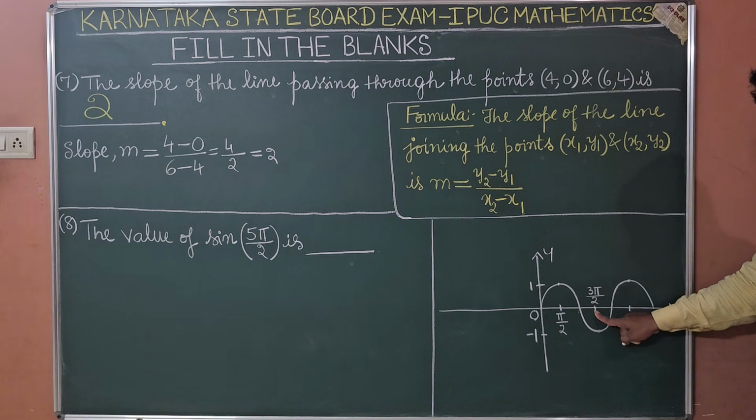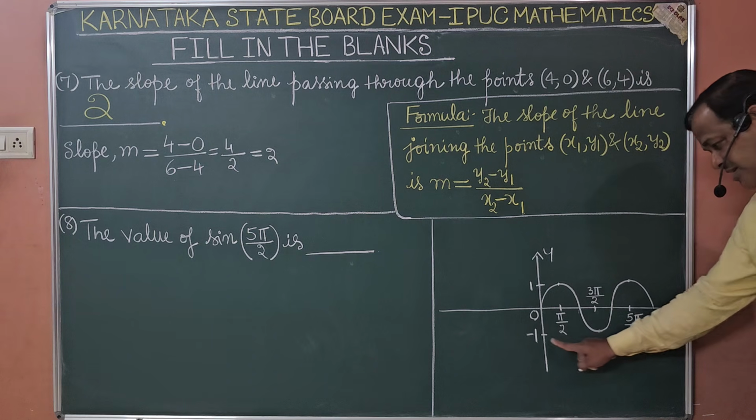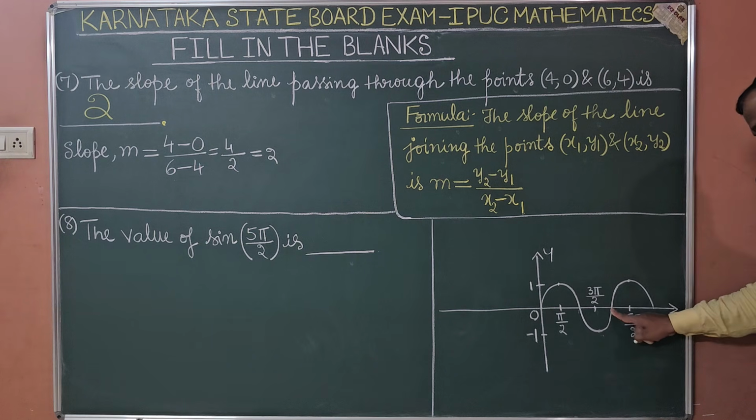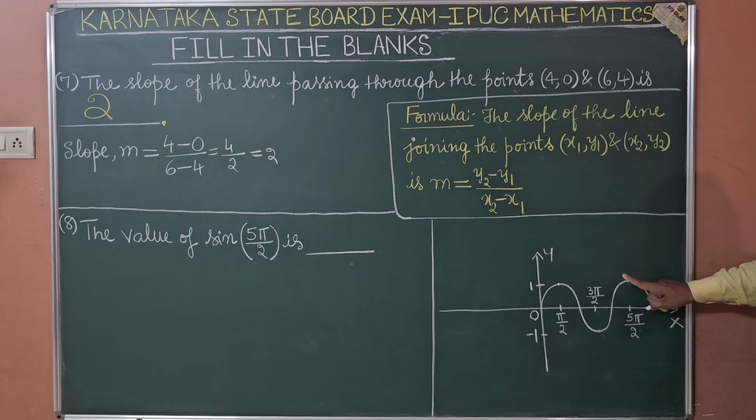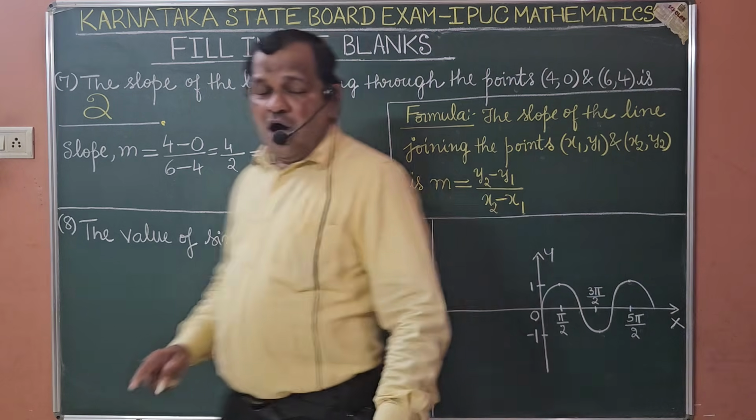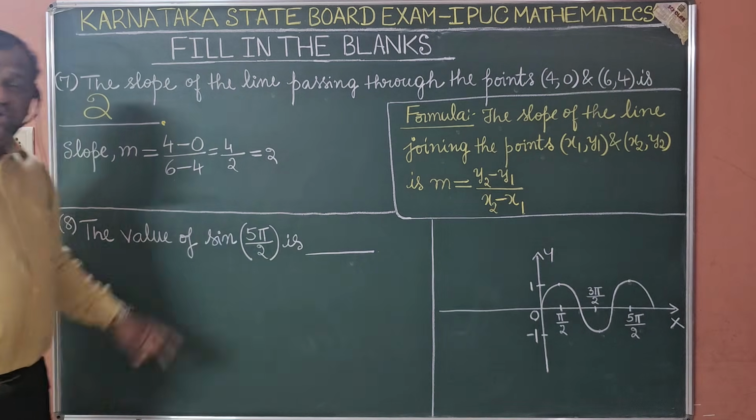Sine of 3 pi by 2 means 270 degrees, where the sine is minus 1, the minimum. Then again 0, which happens at 2 pi, sine 360 degrees, 0. After 2 pi we come across 5 pi by 2. Therefore, sine of 5 pi by 2, which is in fact 450 degrees, is again plus 1. Therefore, the value of sine 5 pi by 2 is plus 1.